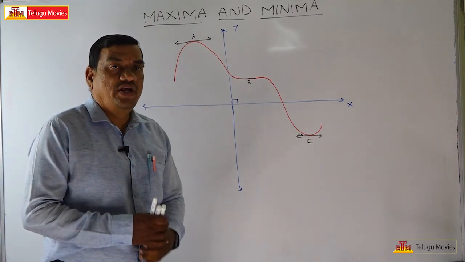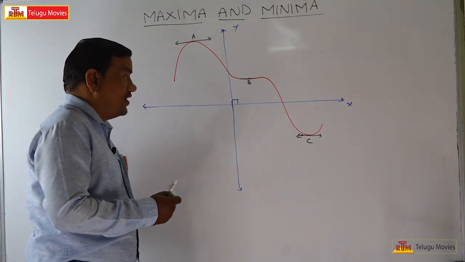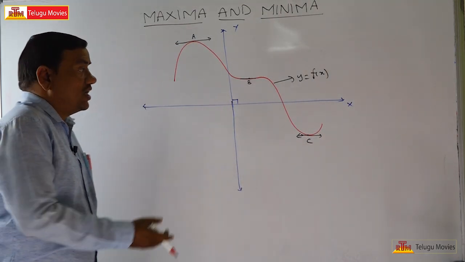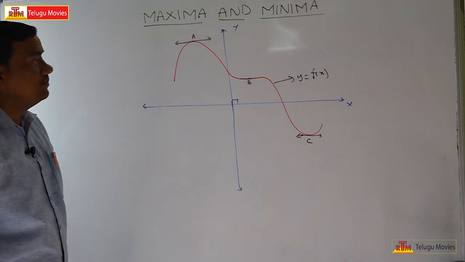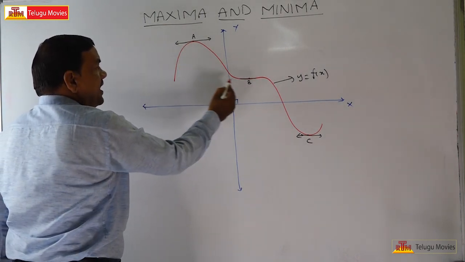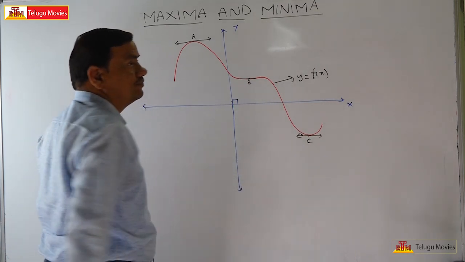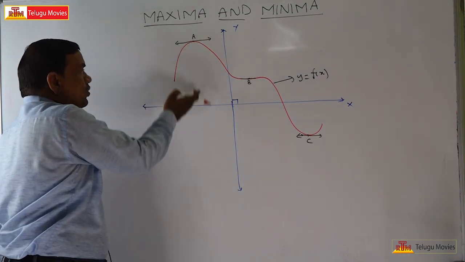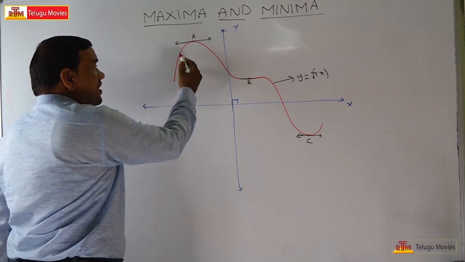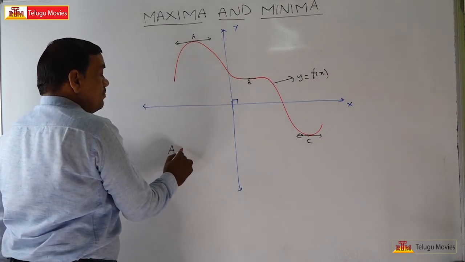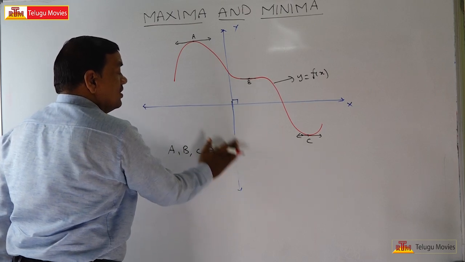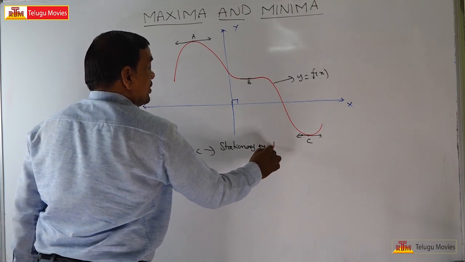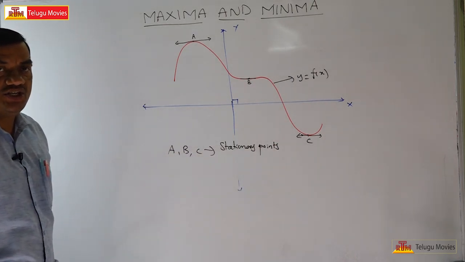See here, there is a curve of the function y is equal to f of x. The curve is like this. If you observe at the points A, B, C and draw the tangent, they are parallel to the x-axis. That means A, B, C are called stationary points. Yesterday I explained what stationary points are.